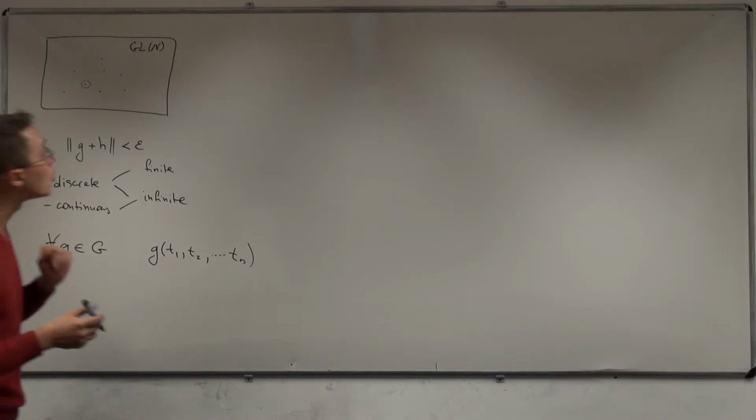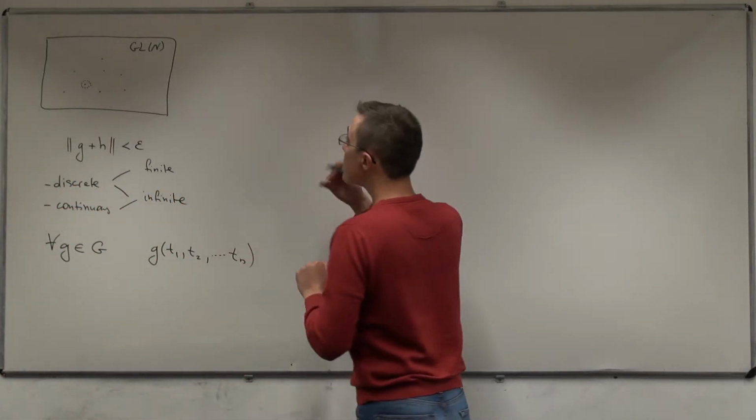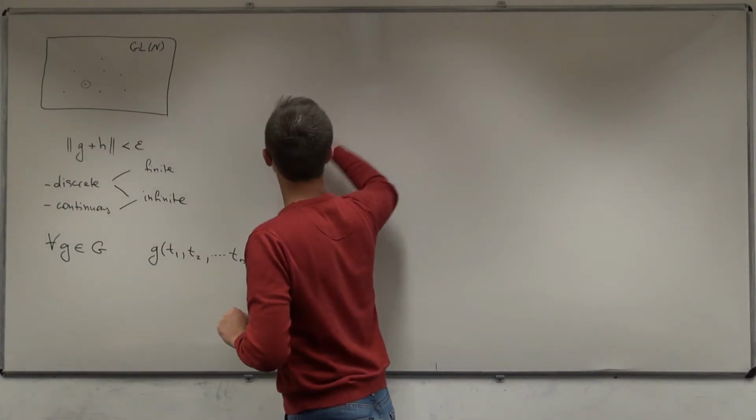Now, there's quite a few practically useful Lie groups, which I will simply enumerate for you now on the board. Now, the biggest one that we mentioned already is GL(n).